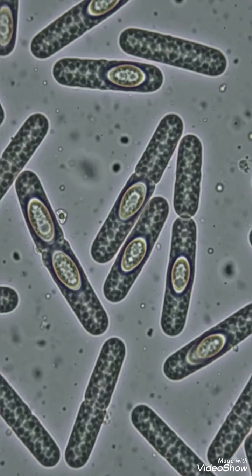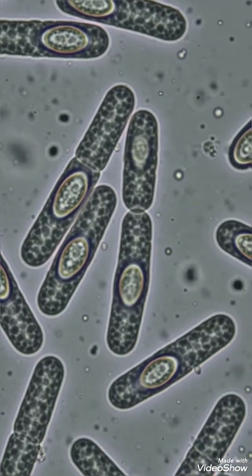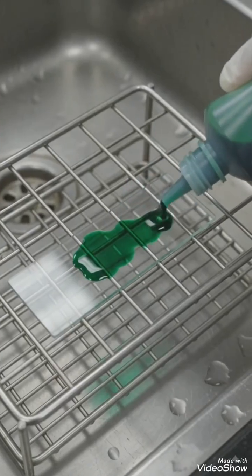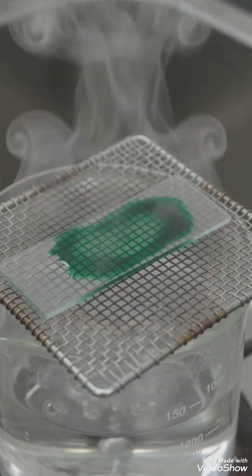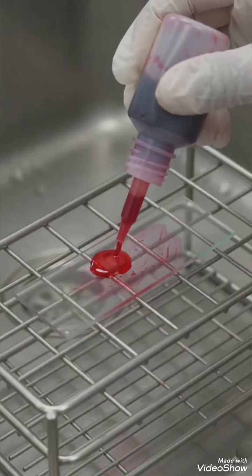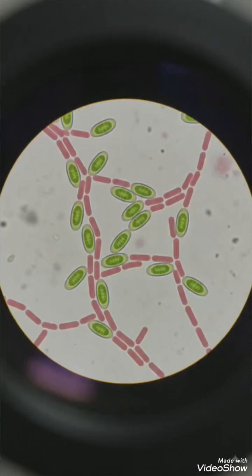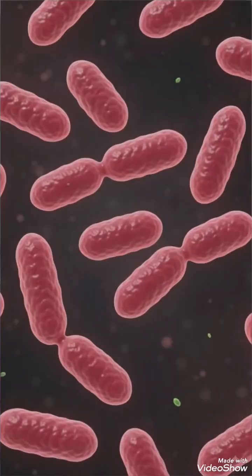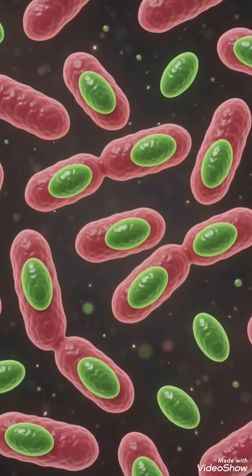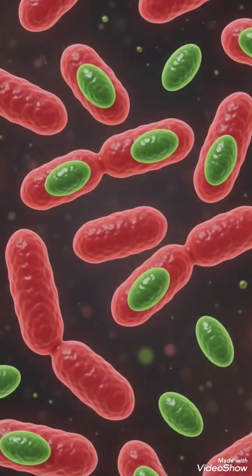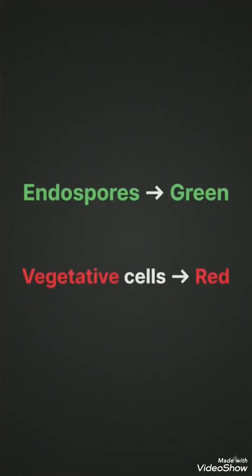Endospores are highly resistant structures produced by Bacillus and Clostridium species. Examples: Bacillus subtilis and Clostridium botulinum. Prepare smear and heat fix. Cover with malachite green. Steam over boiling water for 5-10 minutes. Wash with water. Counterstain with safranin. Observe microscopically. Heating facilitates penetration of malachite green into resistant spores. After washing, vegetative cells lose green color and become red due to safranin.